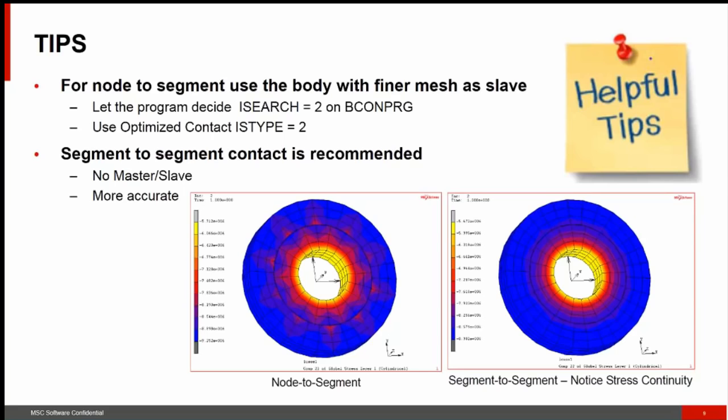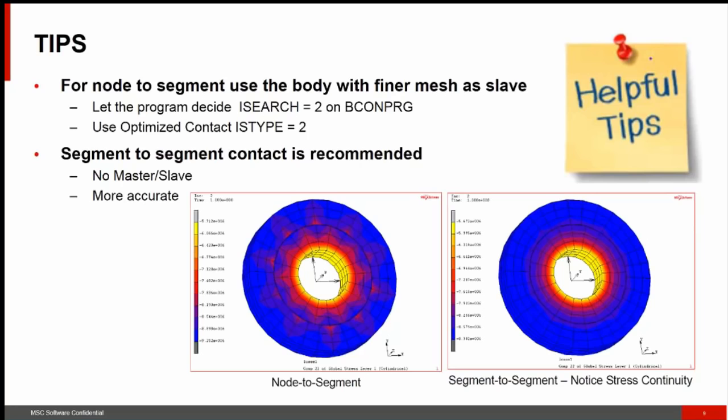And so we have this better stress continuity in comparison to the node to segment. This is an interference fit example between two disks with different mesh discretizations. Also, the concept of slave to master may be a little bit difficult when it comes to shells with multiple layers and multiple contact bodies due to the thickness.